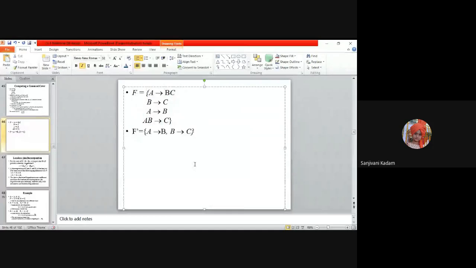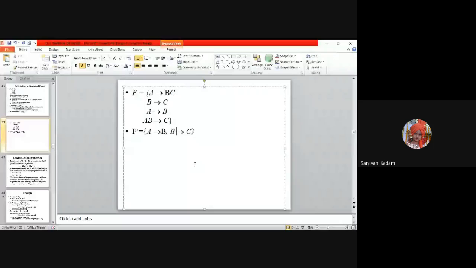Yes. Is there any dependency which is implied but not covered here? Ma'am, all functional dependencies are covered. I cross-checked once again. Yes, that's why this is called a minimum.